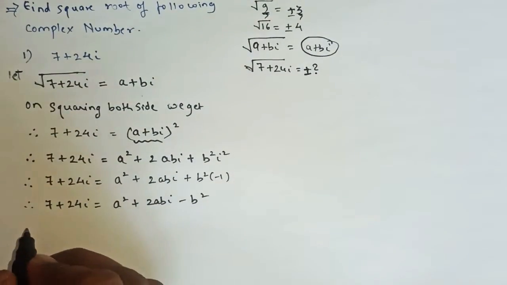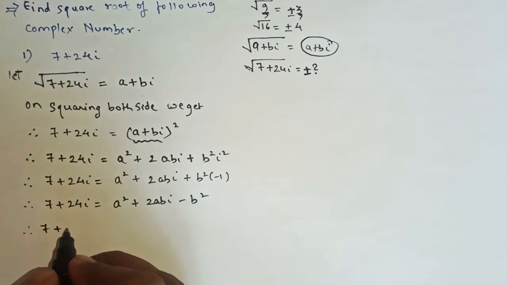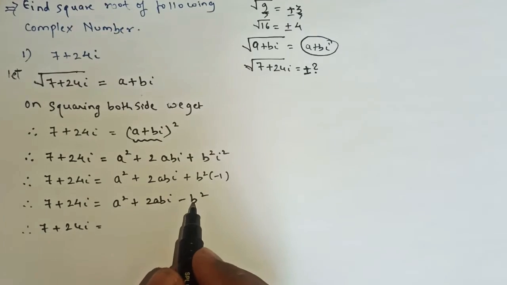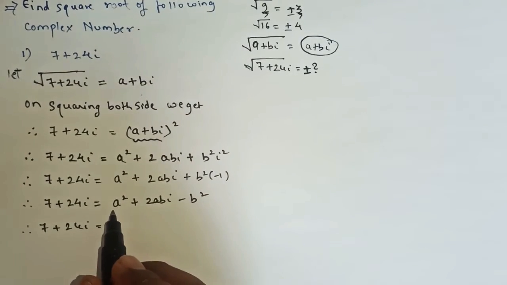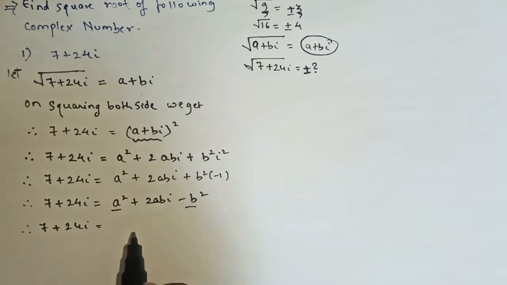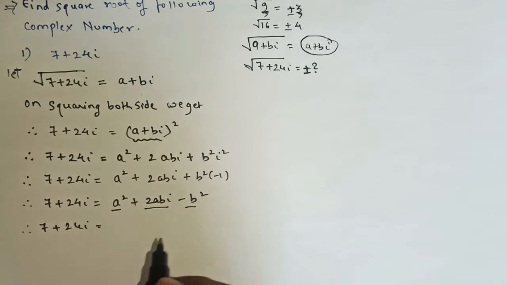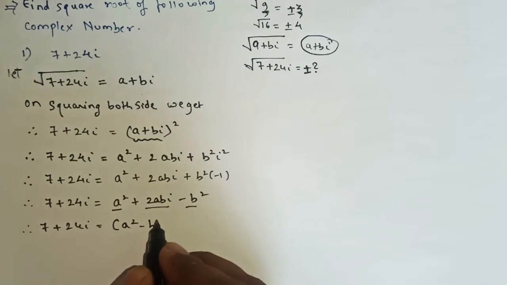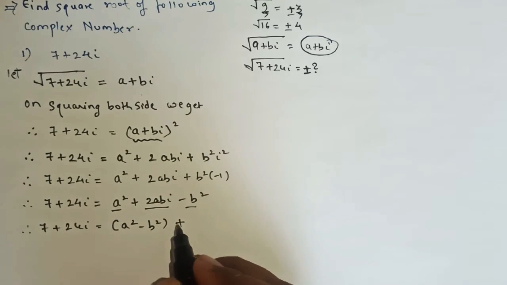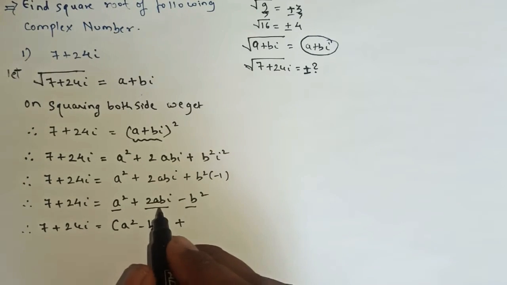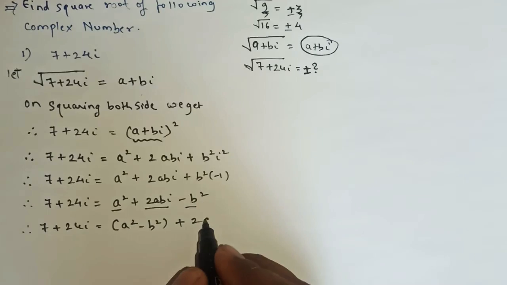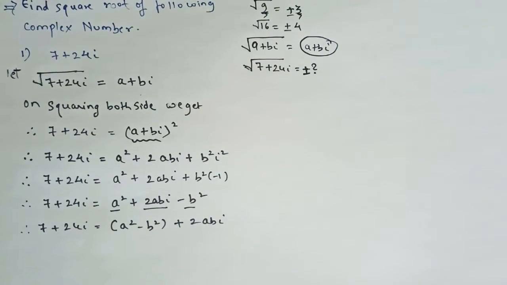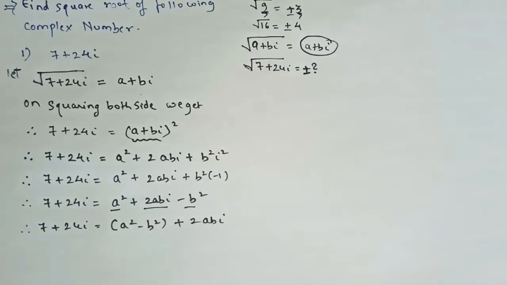After that, what exactly do we have to do? As clearly we can see, there are three terms on the right hand side, in which these two terms are without i and this term is with i. So we'll bring the terms without i together in one bracket and write the term which contains i separately. I hope you all understood till here.